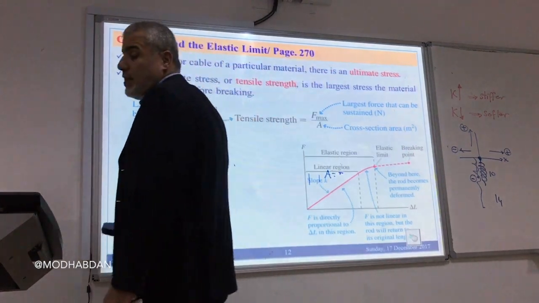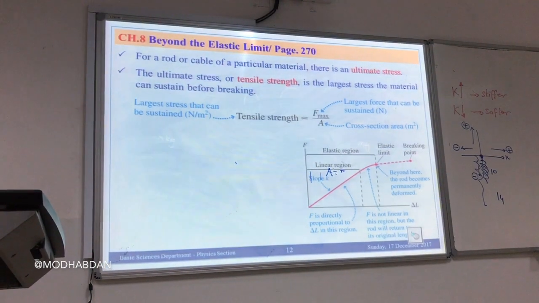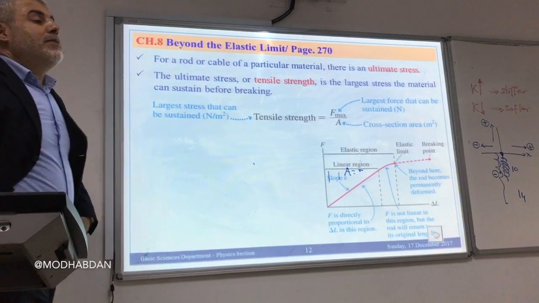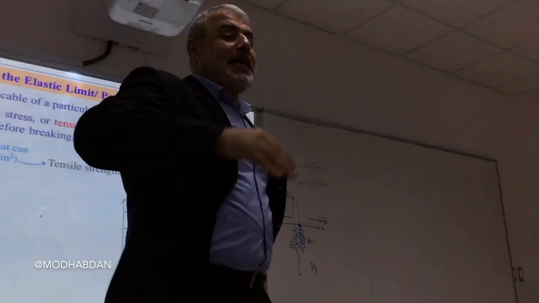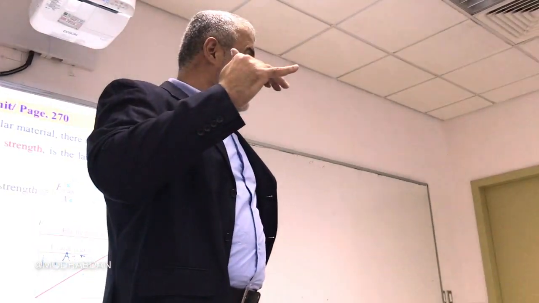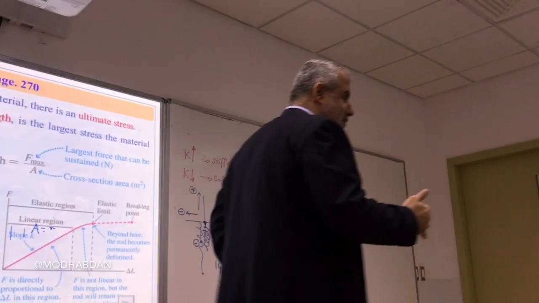See, Ishmael, here beyond the elastic limit. Sometimes, every material has what we call a limit or an extreme value. If you actually exceed that extreme value, what happens? It will no longer be elastic. Just like if you have a spring, if you stretch the spring and then release it, it will go back. If you continue stretching more and more, it will still go back. But at a certain limit, it will never go back. That limit is called the elastic limit.